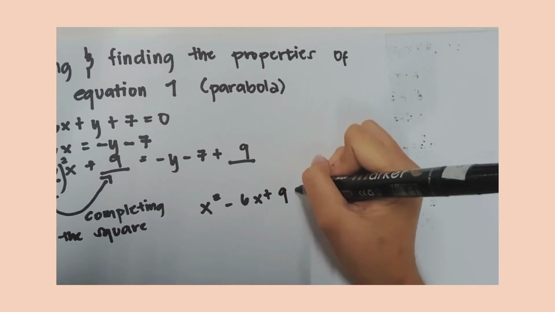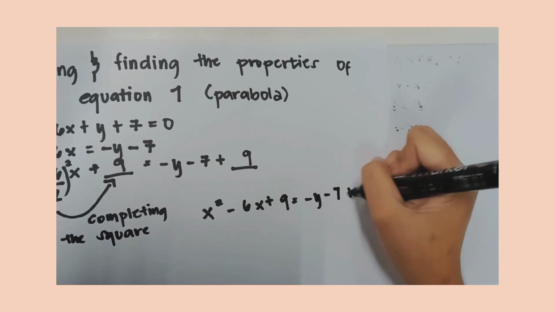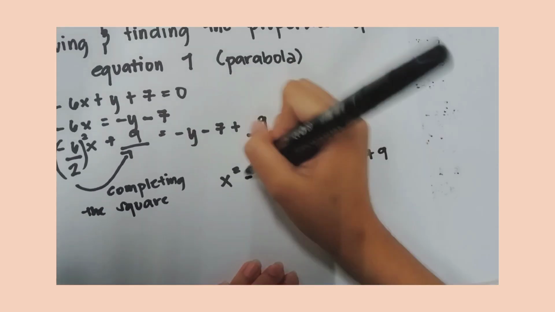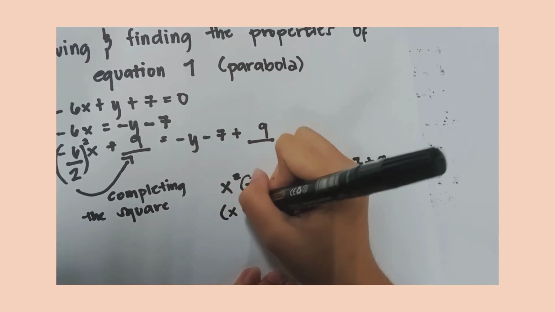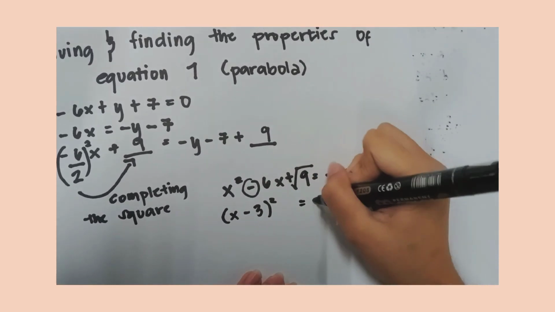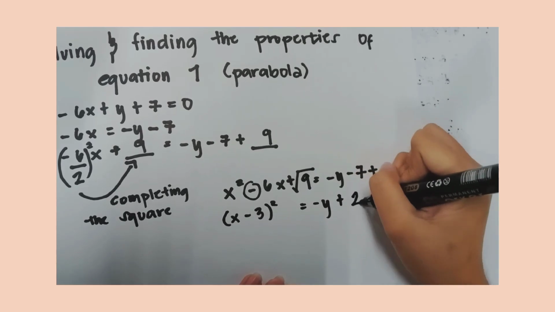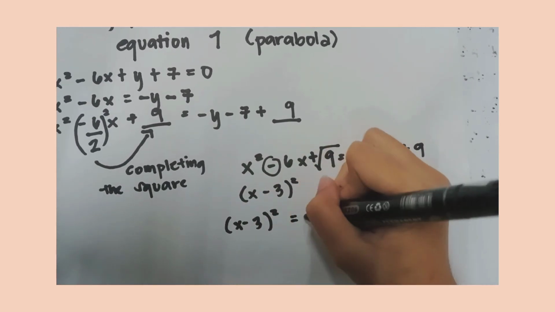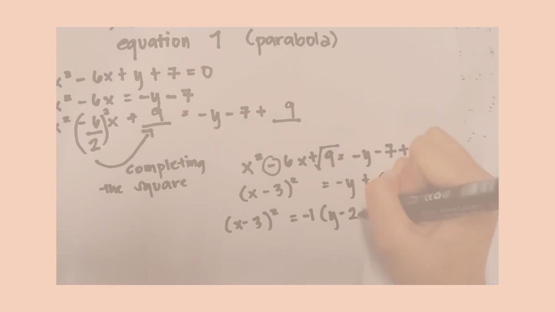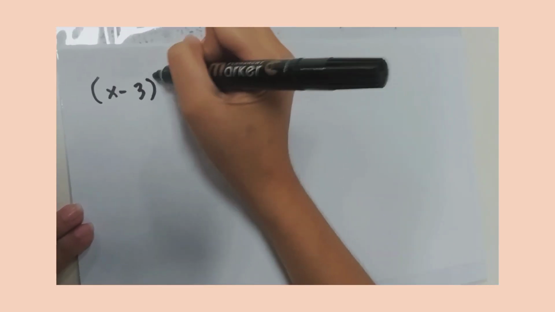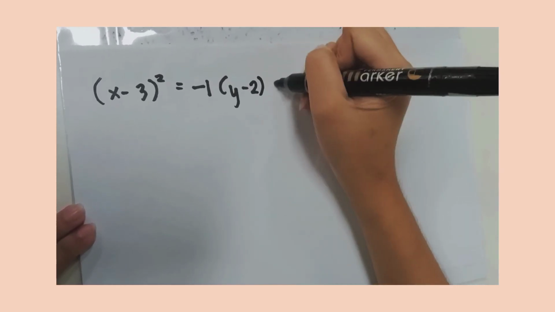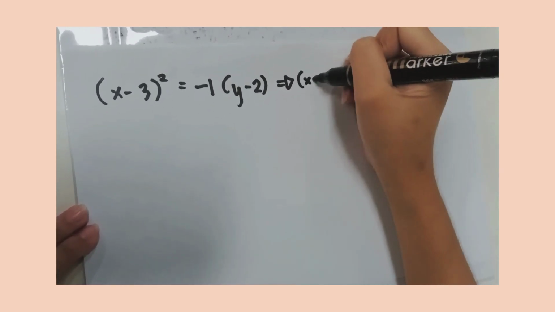Then, we may now factor this trinomial into a square of a binomial. All we need to do is take the square root of the third term and then copy the sign of the middle term. Then, we may now continue and operate on both sides of the equation. We now have our standard form: x minus 3 squared equals negative 1 times y minus 2.